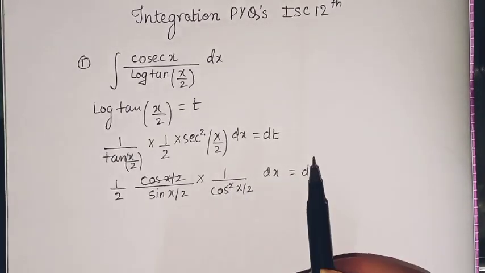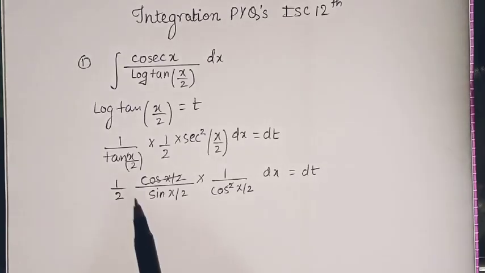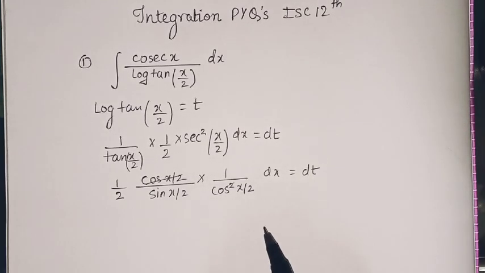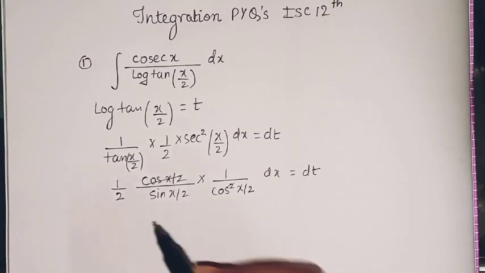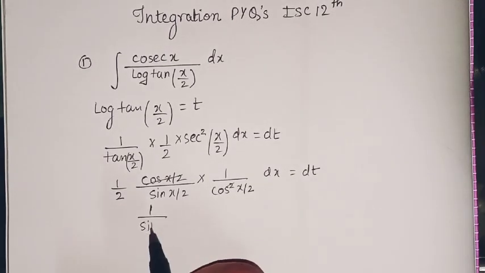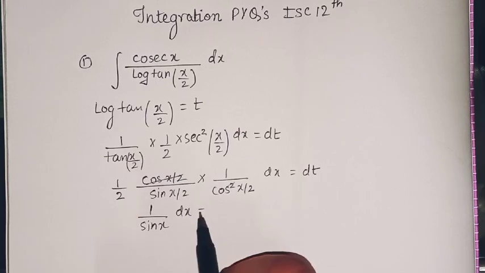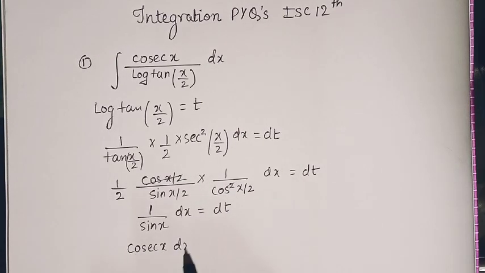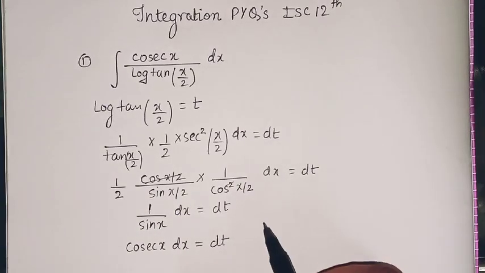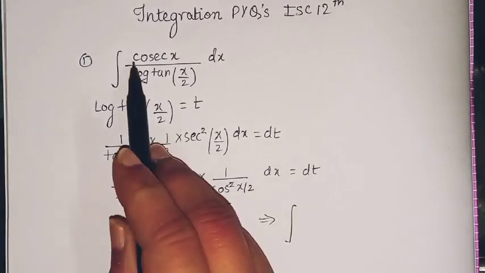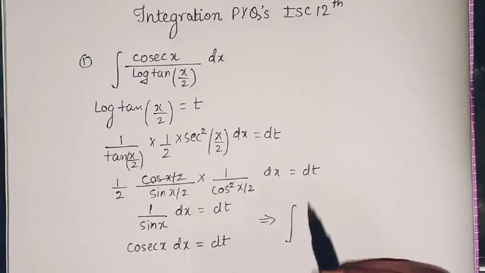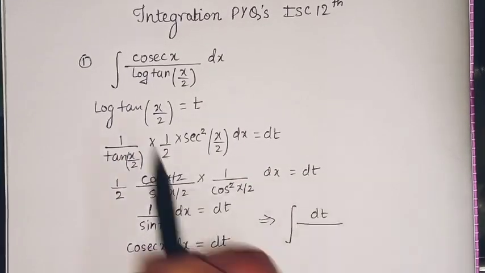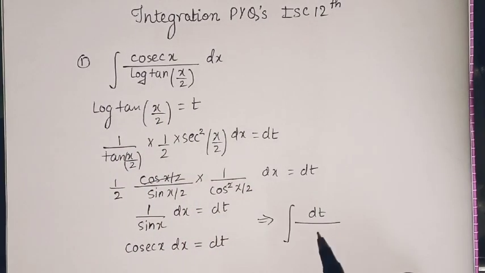Cos and cos get cancelled. Now if you see in the denominator, it is 2 sine x by 2 cos x by 2 and it's equal to sine x. That is 1 upon sine x dx is equal to dt. Cosec x dx equals to dt. Now let us substitute. After substituting, cosec x dx is equal to dt, and log tan x by 2 is equal to t.